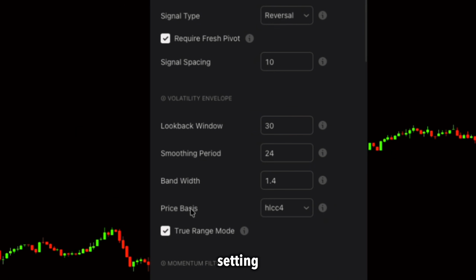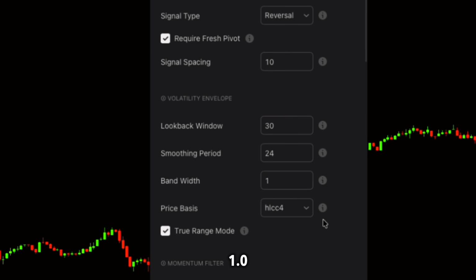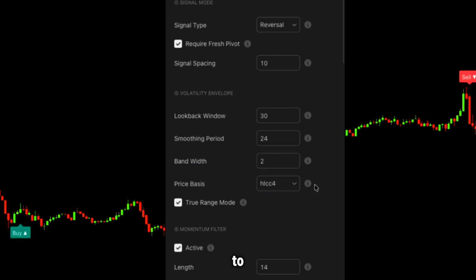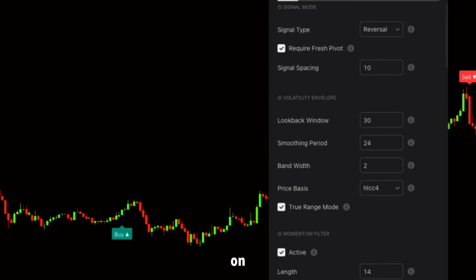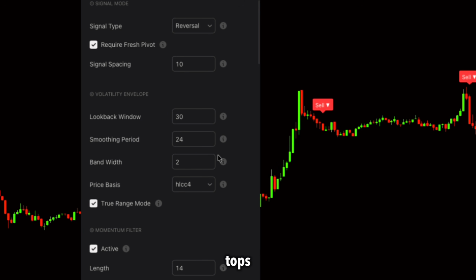The most important setting in the entire indicator is bandwidth. This controls how wide the supertrend bands are. Lower values like 1.0 to 1.2 create tight bands that flip often. You get more signals but also more noise. Higher values like 2.0 to 3.0 only flip on large structural moves. Fewer signals but much stronger. For catching tops and bottoms, you want bandwidth between 1.4 and 2.0. This filters out minor pullbacks but still catches genuine exhaustion reversals.